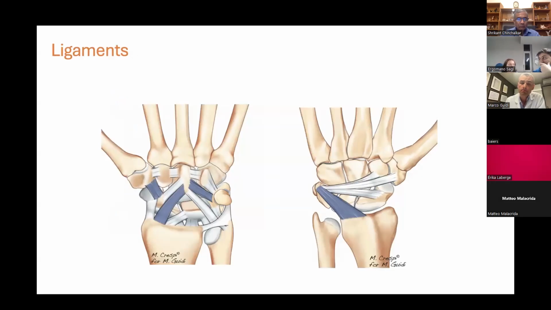And of course, the triquetral-hamate-capitate ligaments, so the ulnar limb of the palmar arcuate ligament, is the most important ligament that is attenuated in this pathology. Of course, as well, biomechanical studies showed that the dorsal radiotriquetral ligament is involved. And after the study of Mark Garcia Elias, we know that the STT ligament as well plays a role in this pathology, as well as the scaphocapitate ligament.